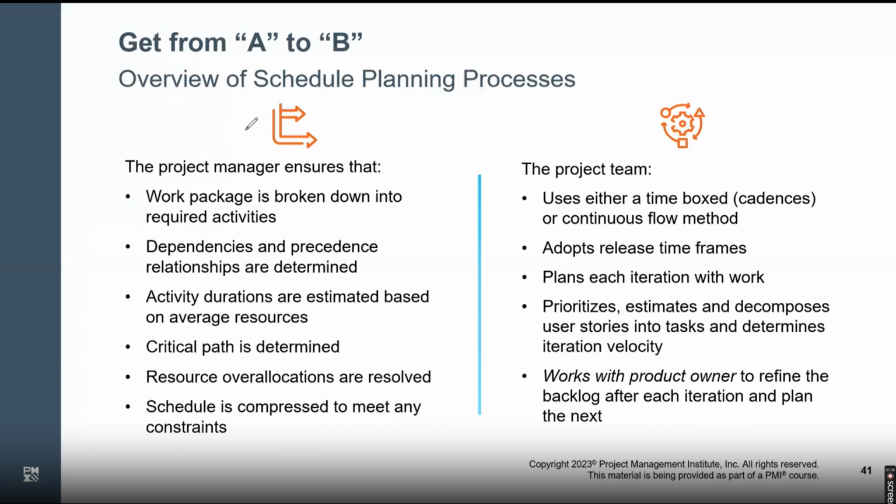In a predictive world, the project manager will be the one doing all that job, like this guy is the boss. The work package at the end of the WBS will be broken down into required activities. You have to look at dependencies and precedence, basically what should be the first activity, second activity. That is sequencing the activities. Based on that, you will do the activity duration estimation. Estimation has to be done based on average; the resource management plan should have been done.